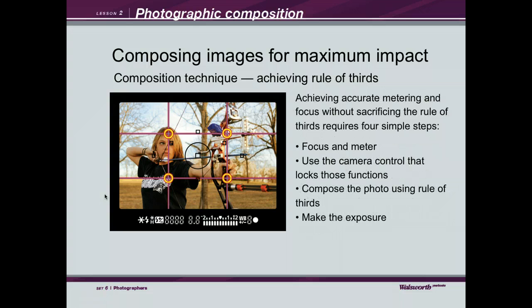So to achieve accurate metering and focus without sacrificing the rule of thirds, here are the 4 simple steps. First, you want to focus and meter. That will allow your lens to focus, and your light meter, which on an SLR camera is right down here, will be able to tell you what kind of exposure you're getting through your light. You want to use the camera control that locks these functions. Usually on an SLR camera, if you apply a little bit of pressure to the exposure button, it will lock those features. Then compose the photo using the rule of thirds, and then finally go ahead and make the exposure.